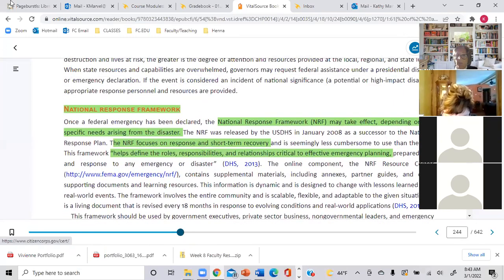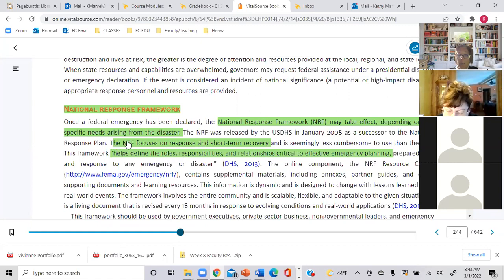And here's your National Response Framework that we talked about earlier. This goes into more detail because this is a primary response. These are one of the primary response organizations. Okay.